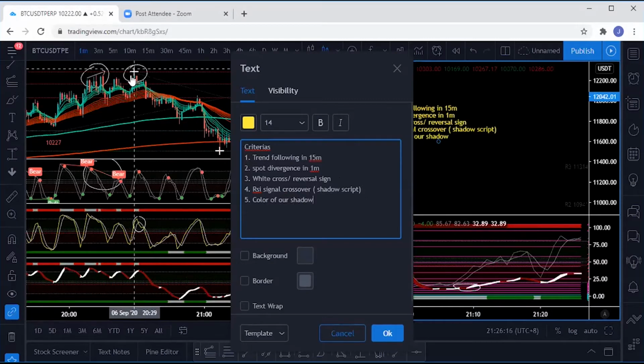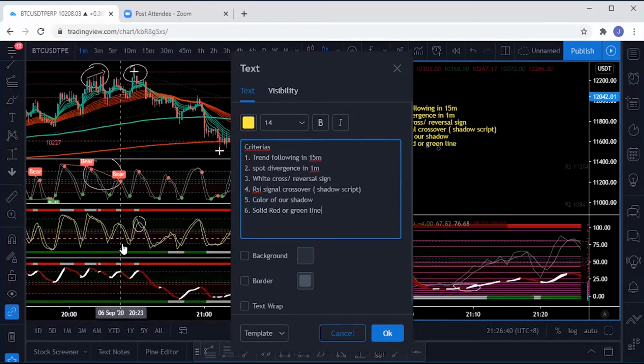Okay, so from here, our cross and then RSI crossover, the color of our shadow is already red. This one changes from white to red. And the next confirmation is our solid red or green line. So let's check. Let's align this. Okay, cross, RSI crossover, and then the color of our shadow.